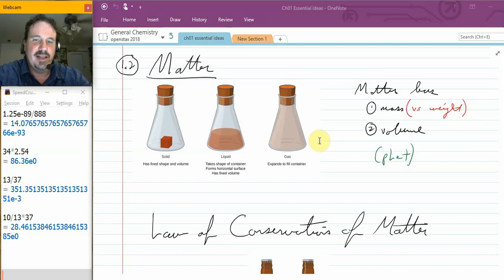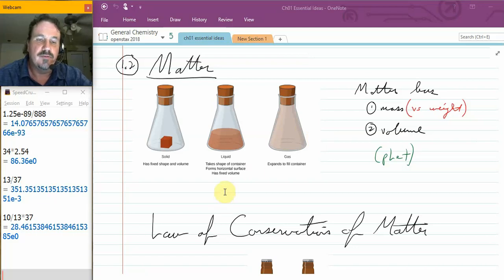Matter, phases, and classification. We could generally define matter as anything that has both mass and volume. Now, don't forget mass and weight are different things. Weight depends on the pull of gravity, so you can weigh something different on the moon than you do on Earth, but mass would be the same in both places. So if it has both, then we can call it matter.